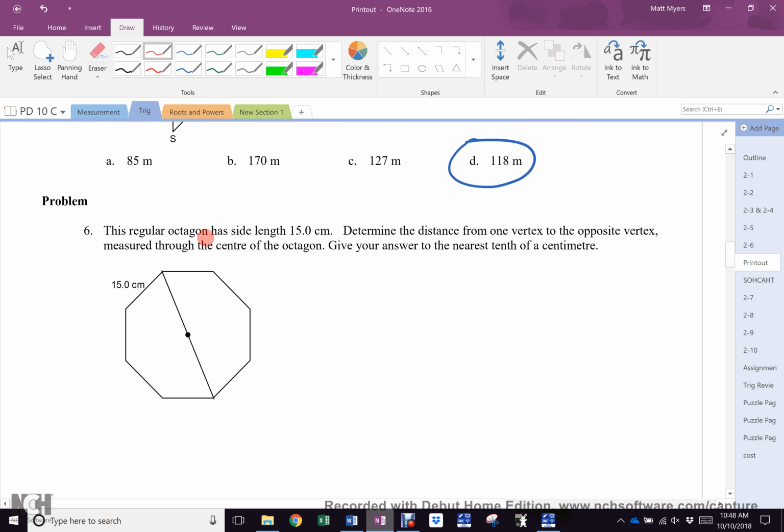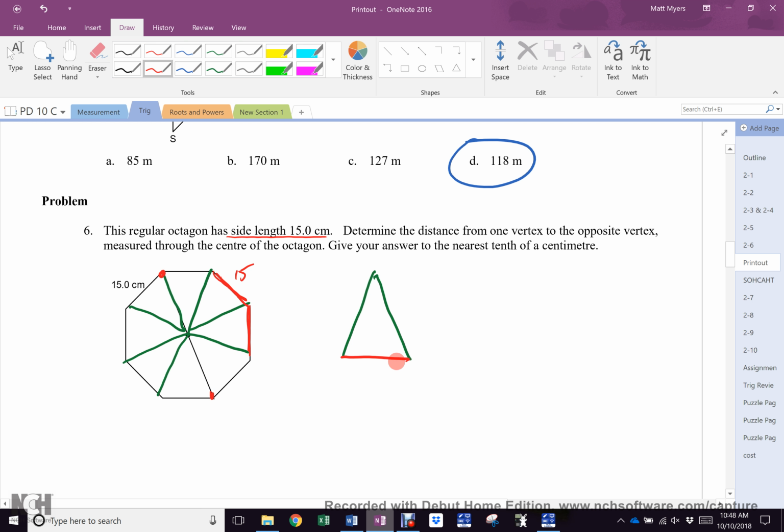Stop. This regular octagon has a side length of 15. What does that mean every red line is? 15. Great. So that is 15. Agreed? Determine the distance from one vertex to the opposite vertex. What's a vertex? Corner where an angle meets. Right there. To there, correct? Now, what do you know about every green line? They're all the same. So I have this triangle.